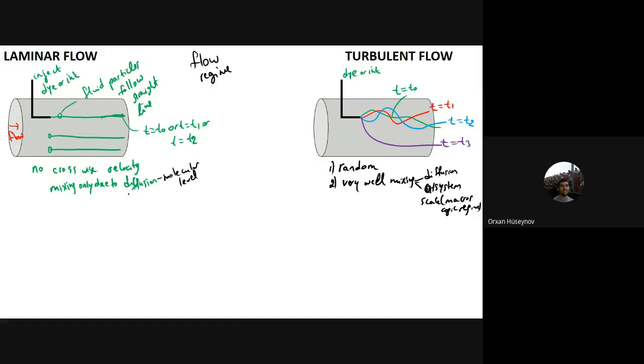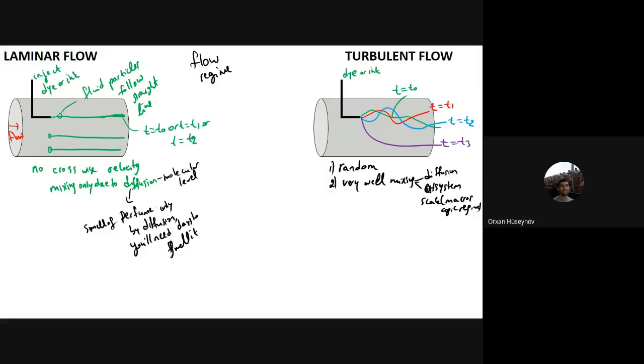So to understand why diffusion is a slow process, I can give you one example, for example, perfume. If the smell of perfume spreads to the room only by diffusion, okay, only by diffusion, you will need days to feel it, to smell it actually.